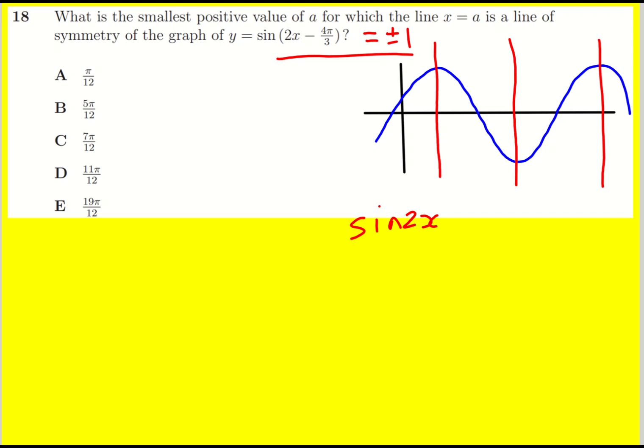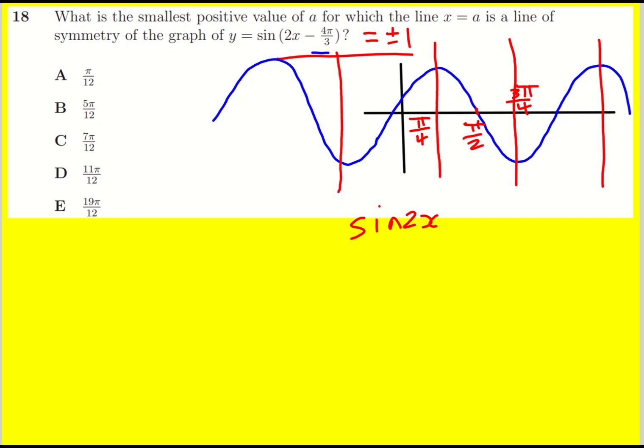So for sine 2x, normally it goes 0 to pi, but this is going to be pi over 2. Actually, this is going to be pi over 4. That's going to be my first line of symmetry for sine 2x, or the first positive one. And then I'd get 3 pi over 4, and so on. Now, there would be some to the left, so I should probably look at them, especially because you can see with the translation I'm going to be adding on a value.